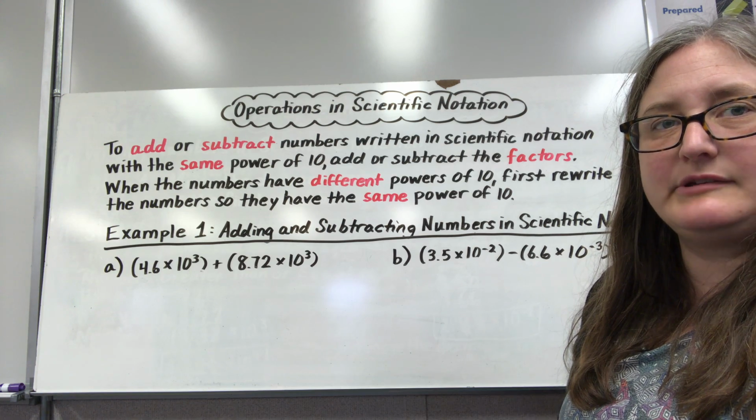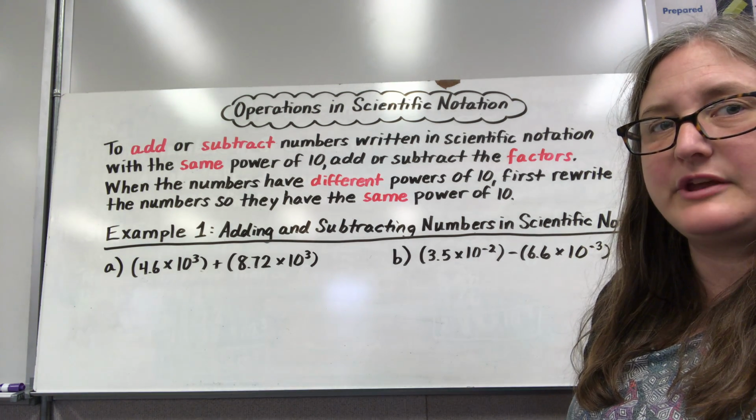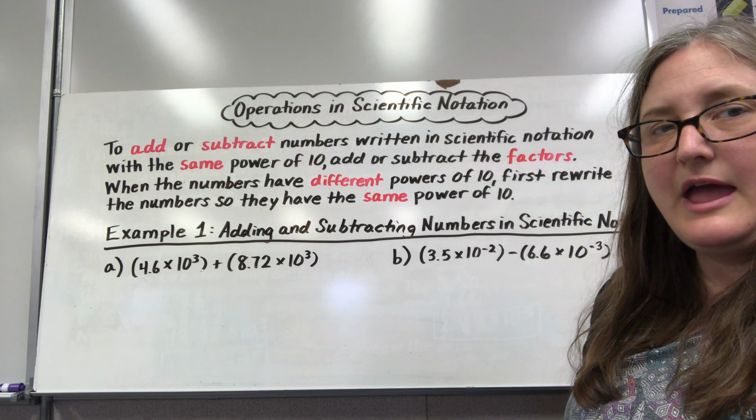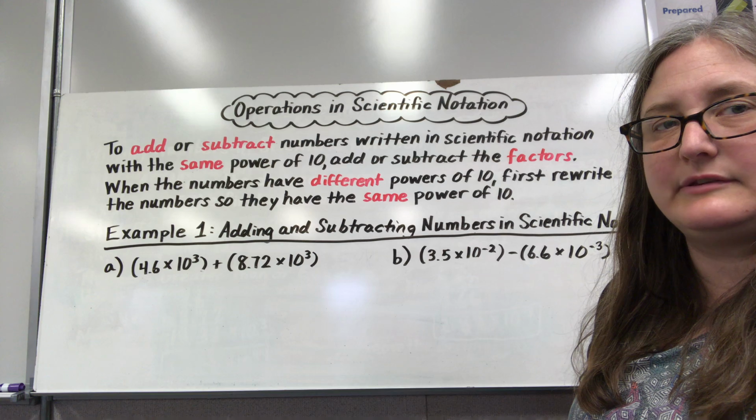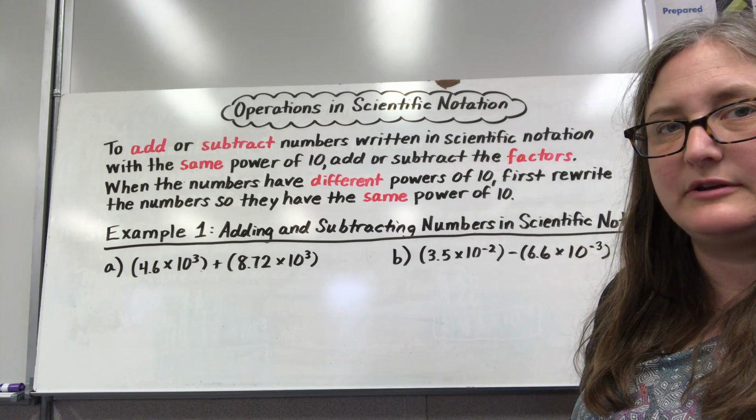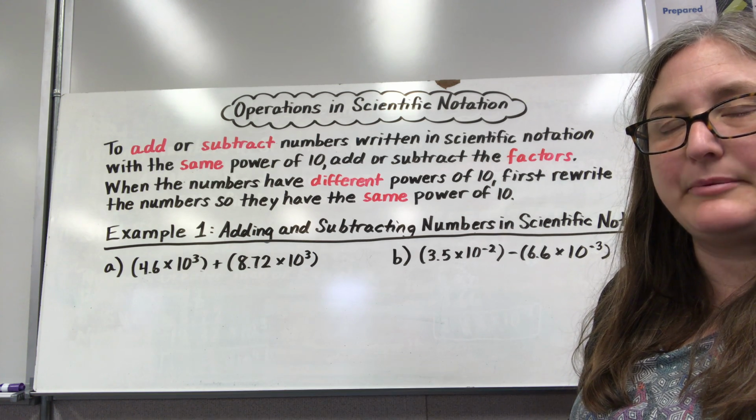If they don't, you're going to need to rewrite one of your numbers so they do have the same power of 10. After you add or subtract your factors, make sure that your final answer is still written in scientific notation. Let's take a look at a couple examples.